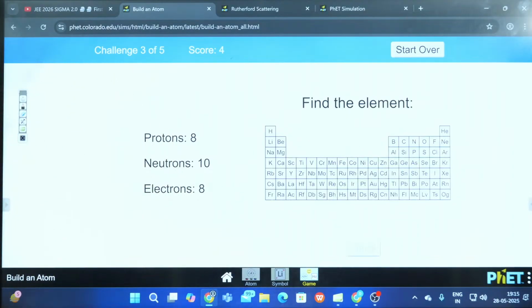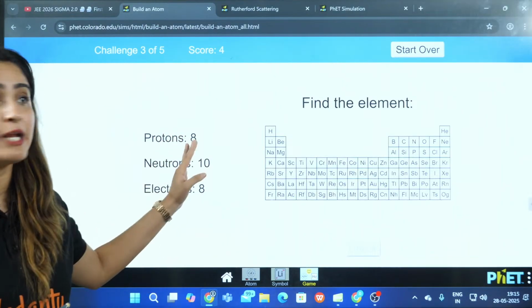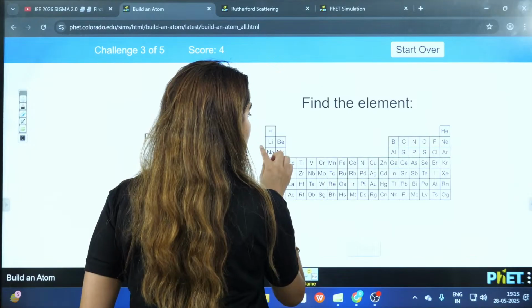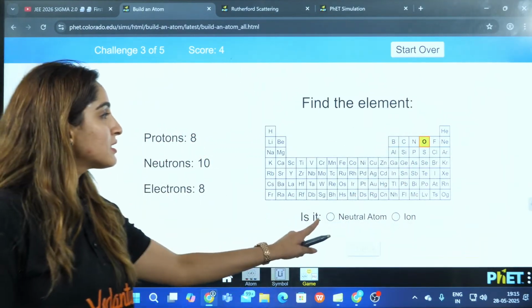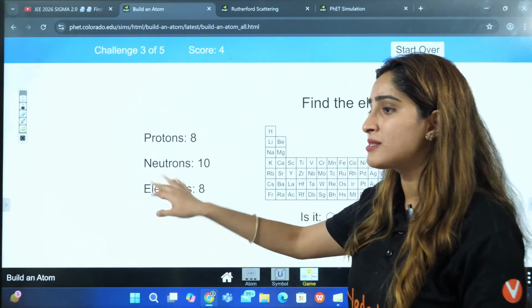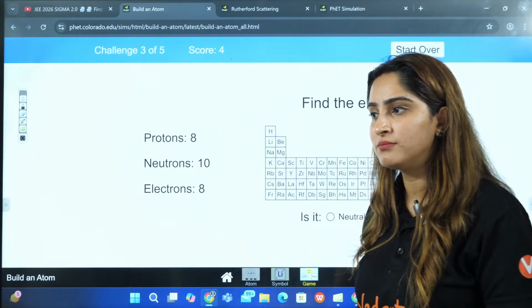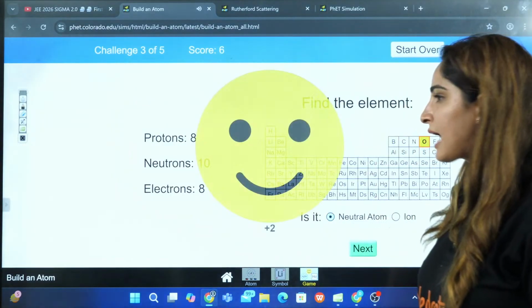Very good, Purvika. Alan, very good. Yes. So here it is 8 protons. 8 protons is 1, 2, 3, 4, 5, 6, 7, 8. Oxygen, right? Is it a neutral atom or not? Number of electrons and protons are equal or not equal? They are equal. 8, 8. So it will be a neutral atom, right?